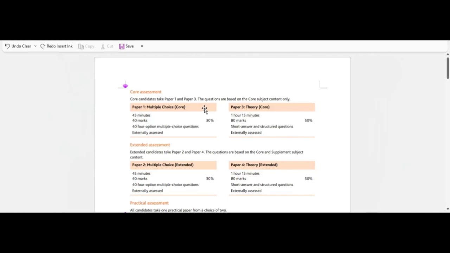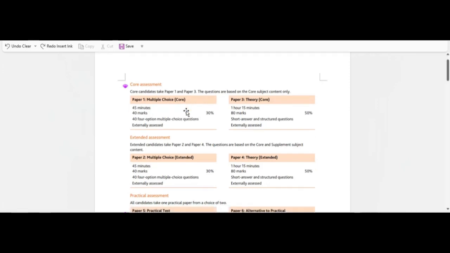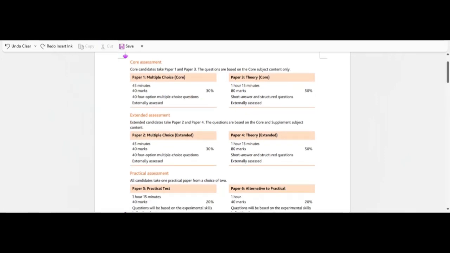Class 0620 Chemistry, and today we'll be starting with a subject introduction. Okay, so first we have the papers themselves. First we have paper 2. First we'll just go through with core and extended.